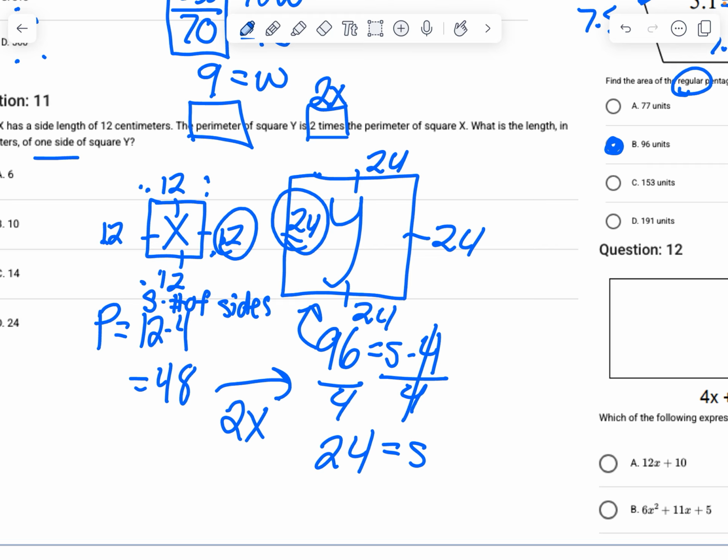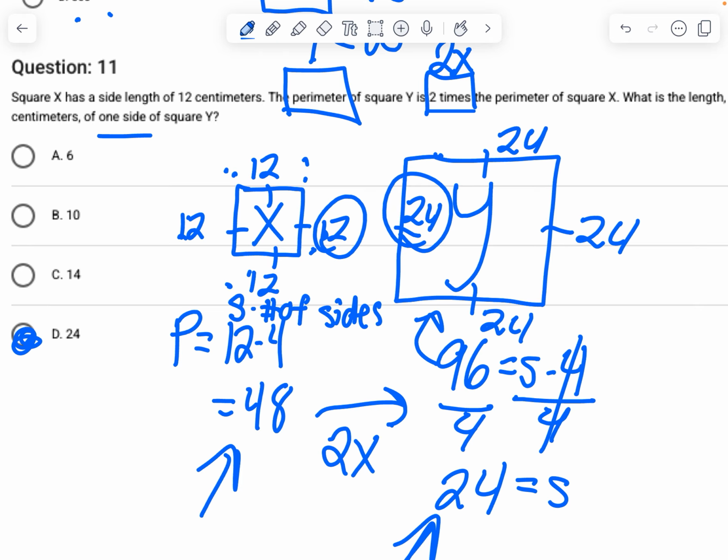So you didn't need to do all this work to just know, well, if I have a side length that's 12 and the new perimeter is twice as big, well, the sides have to be twice as big as well to get a twice as big number. So 12 times 2 is 24, which would be the answer.